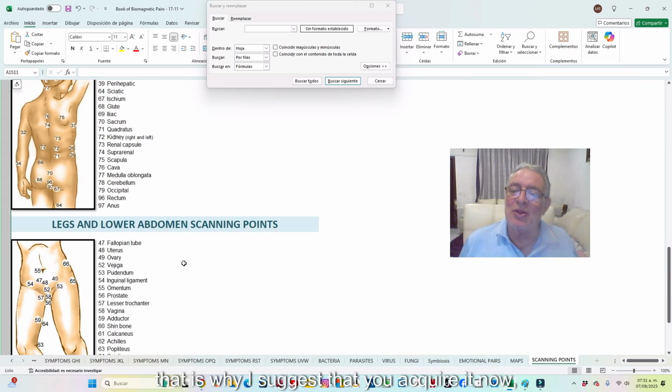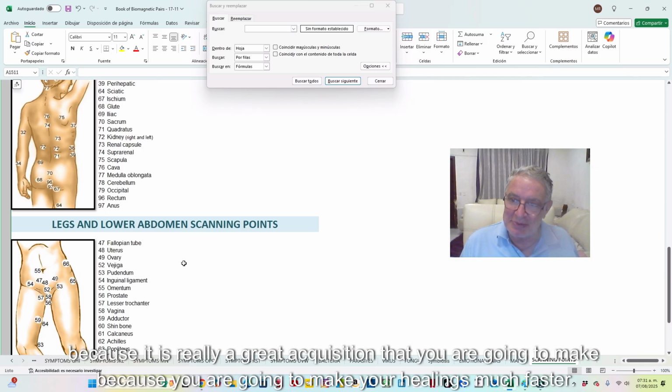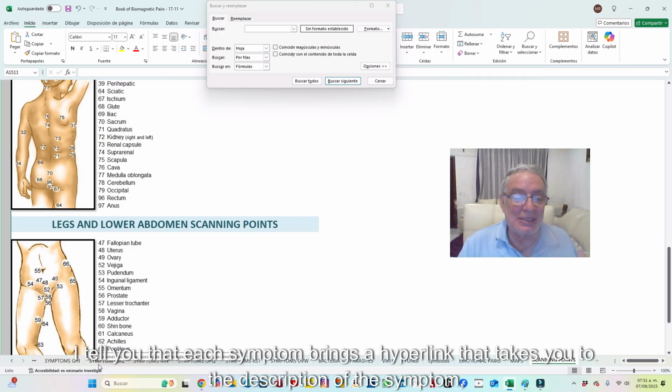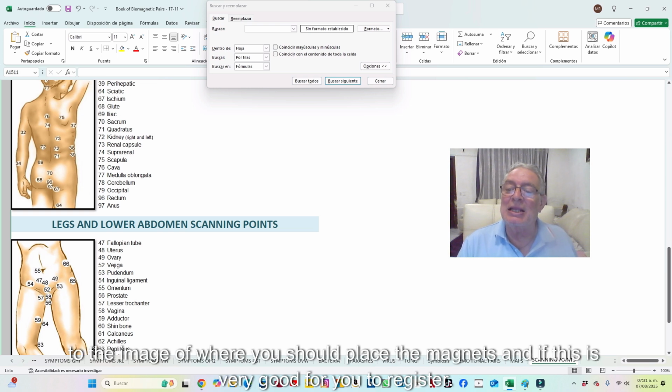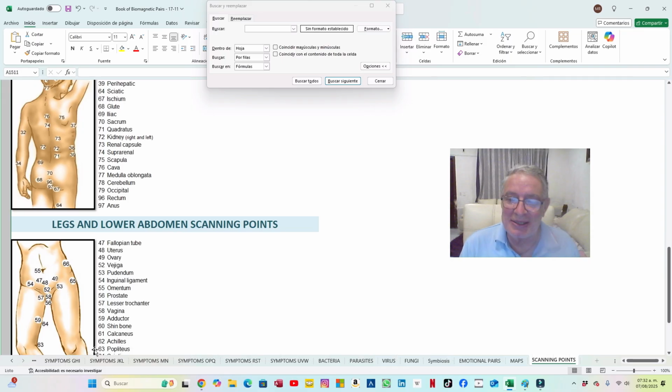That is why I suggest that you acquire it now, because it is really a great acquisition that you are going to make, because you are going to make your healings much faster. I tell you that each symptom brings a hyperlink that takes you to the description of the symptom, to the image of where you should place the magnets.